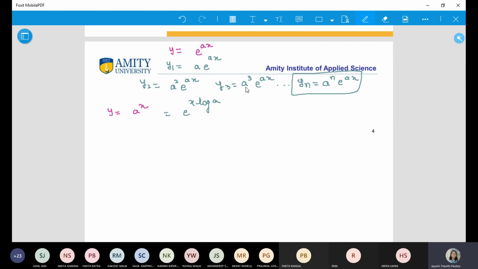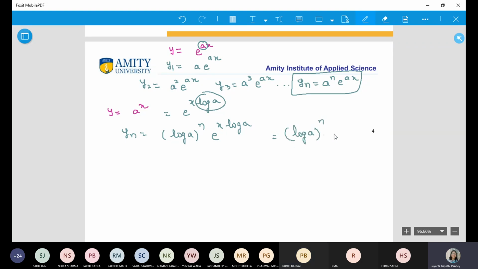Can you figure it out? Here you have a, and here you have log a, right? So instead of a, you have log a. So if I write yn is equal to log a to the power n e to the power x log a, is it accepted? Yes, ma'am. Everybody is comfortable in this? So I can write it like this now, log a to the power n a to the power x. Is this fine?